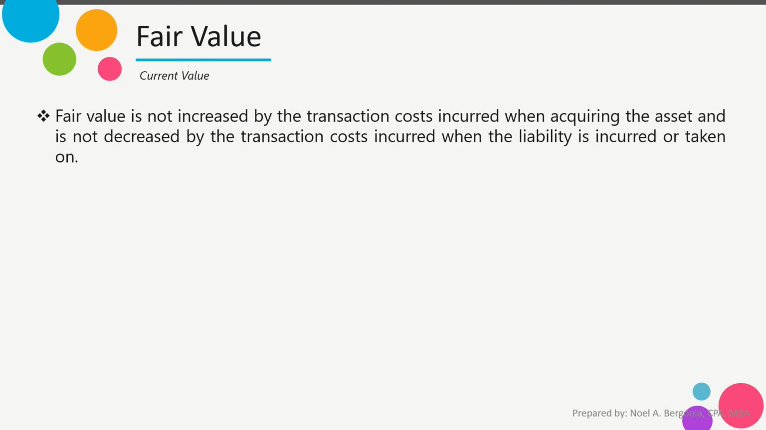Okay, so also take note that when there is a current value, the fair value is not increased by any transaction costs. Kanina, the historical cost was increased by transaction costs. As mentioned to you, di ba, for example, directly attributable costs in bringing the assets to its current location. Okay, and also it is not decreased by any transaction cost in terms of liabilities.